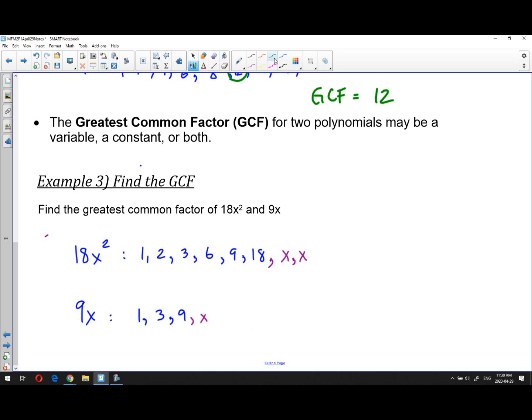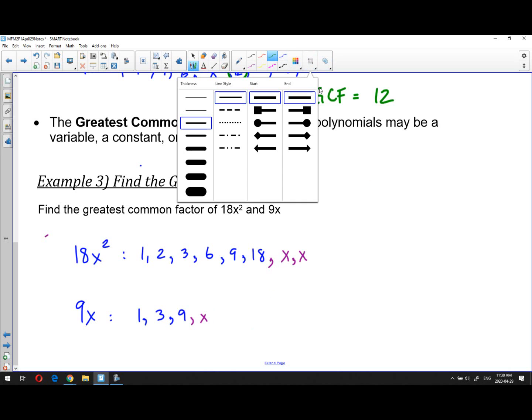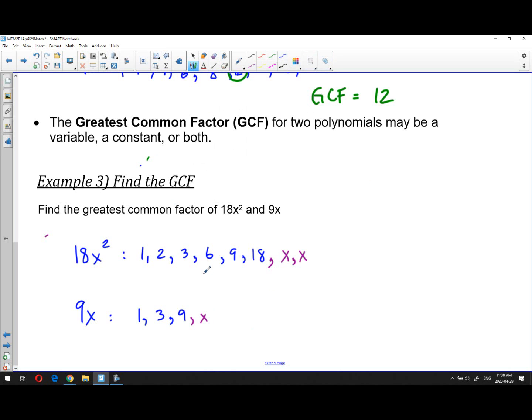So now when you're looking at the greatest common factor, take a look at the largest number that's common to both groups. So in this case it would be 9. And then also take a look at how many variables are the same in both groups. So this has two x's, and this has a single x, which means that a single x is common to both groups. So the greatest common factor here would be 9x.